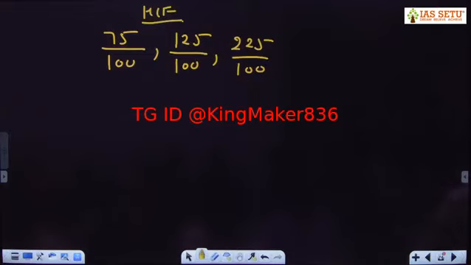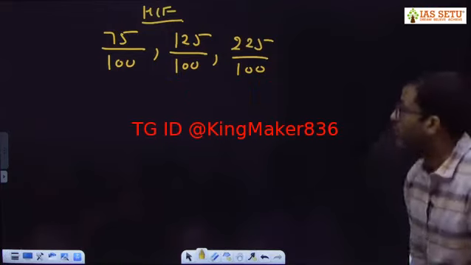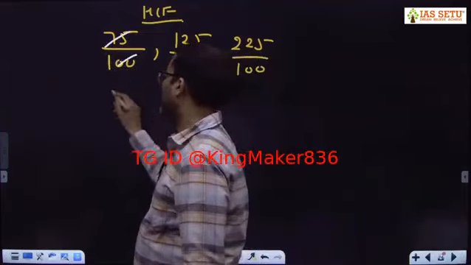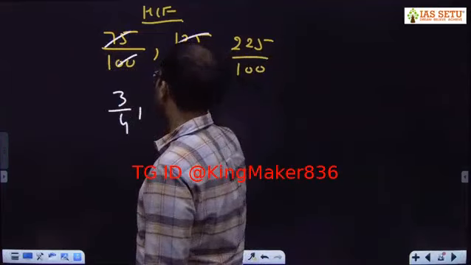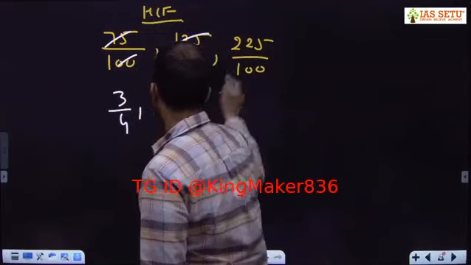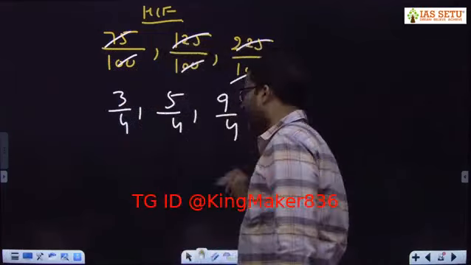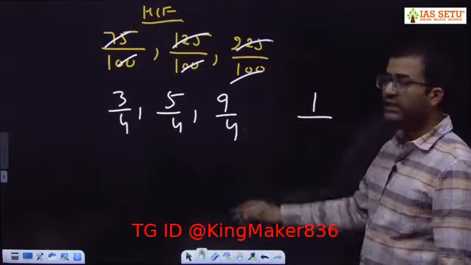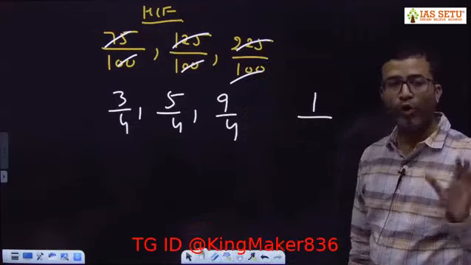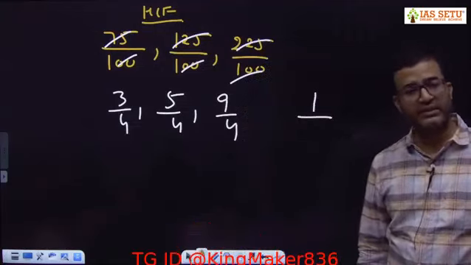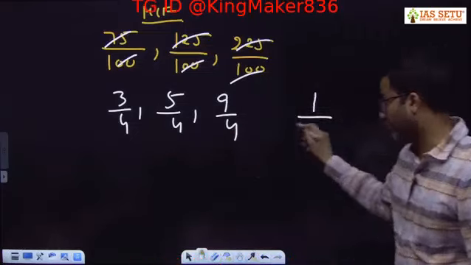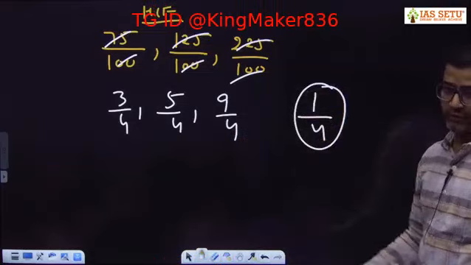What is the answer? So now here we simplify. This is 3 by 4. This is 5 by 4. This is 9 by 4. What is HCF of 3, 5, 9? 1. What is LCM of 4, 4, 4? If all numbers are the same, that number itself is HCF, that number itself is LCM. So LCM of 4, 4, 4 is 4 only, so 1 by 4.